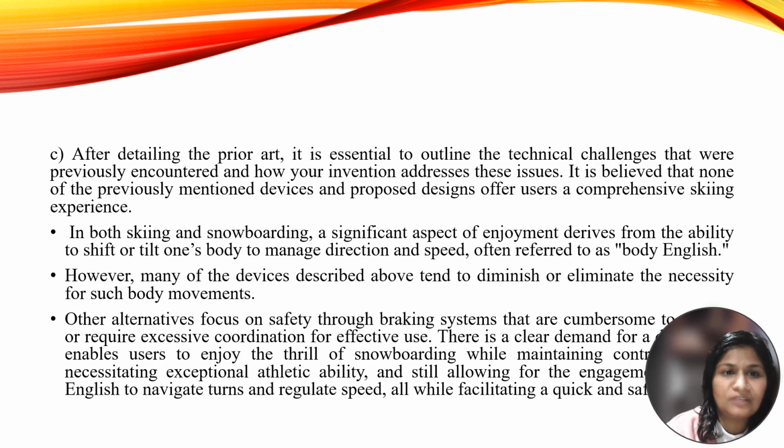So it is believed that none of the previously mentioned devices and proposed designs offers users a comprehensive skiing experience. So here we are referring to the previous art, or prior arts, we will say, state of the art, but then we claim in our invention that nothing in the prior art is actually as comprehensive and useful and designed to this extent, to fulfill a particular purpose. So there is a difference, but then we can cite the references of the patents which are similar to it, but not exactly the same as per our invention, right?